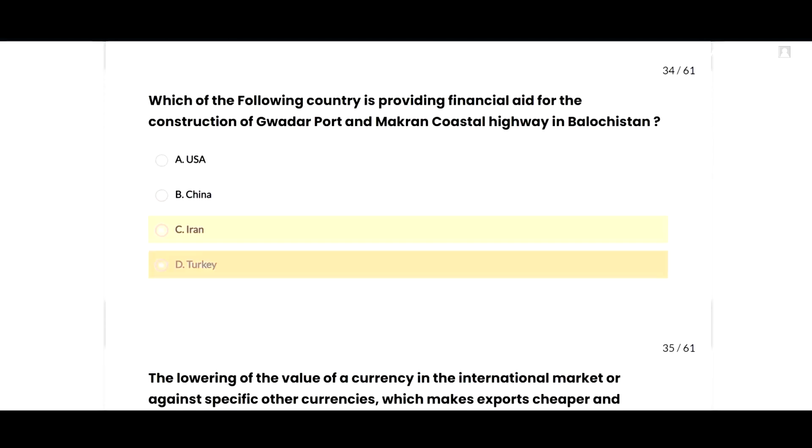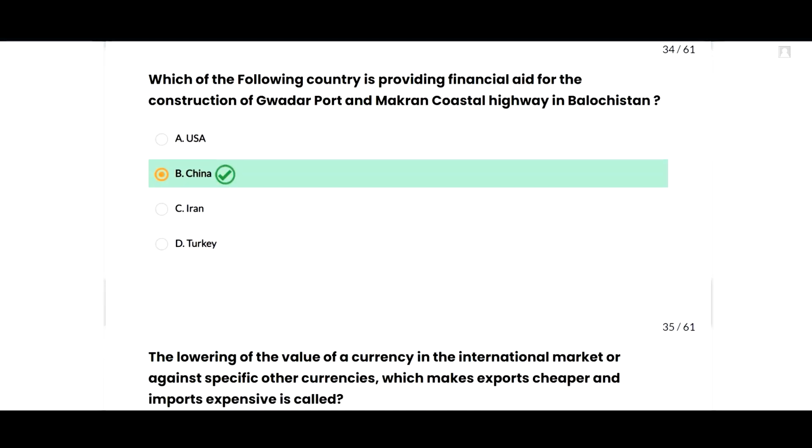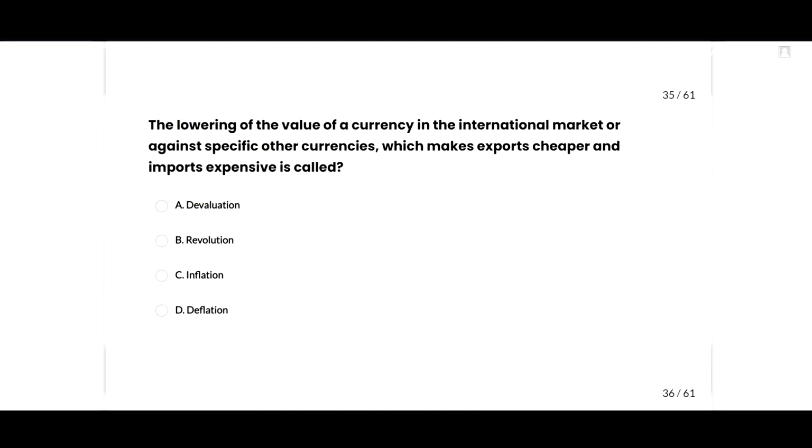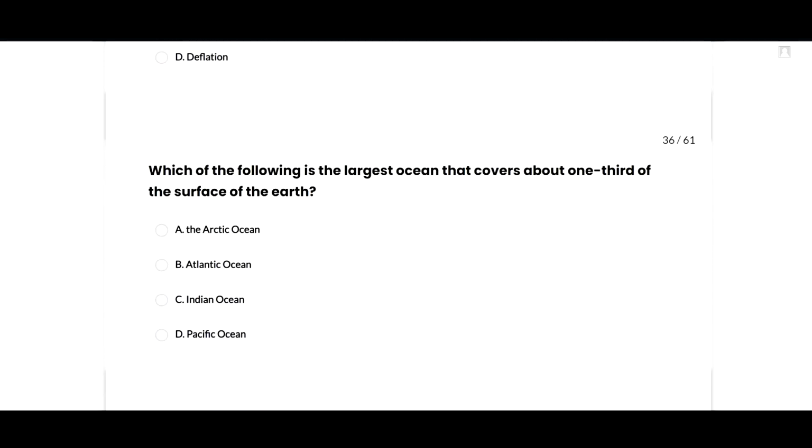The next MCQ. Which of the following countries is providing financial aid for the construction of Gwadar Port and Makran Coastal Highway in Balochistan? Here the correct option is given. B option is correct. The next MCQ. The lowering of the value of a currency in the international market or against specific other currencies, which makes exports cheaper and imports expensive, is called devaluation. A option is correct.